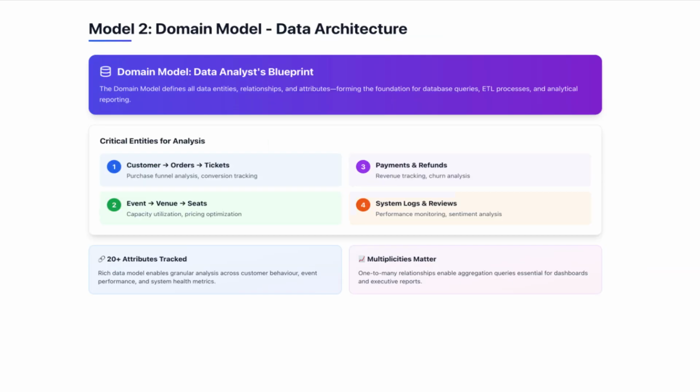The second model is the domain model, which defines data entities, attributes, and relationships. Four entity chains are key: customer to orders to tickets enables purchase analysis. Event to venue to seats supports capacity optimization. Payments and refunds enable revenue tracking, and system logs provide performance monitoring. With 20 plus attributes and one to many relationships, this model provides the detail needed for dashboards and reports.